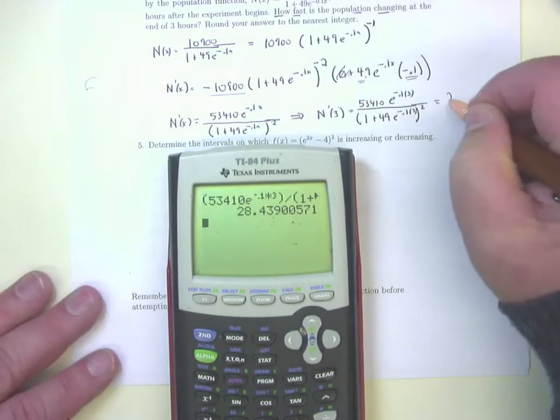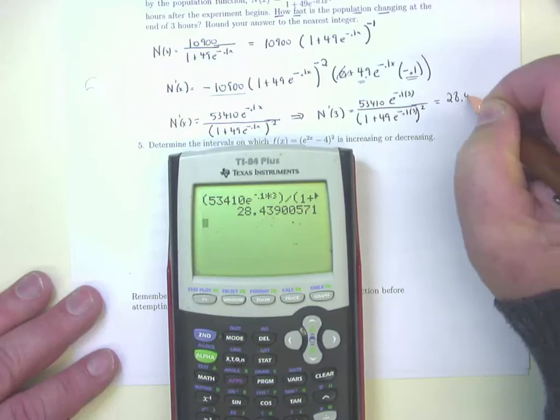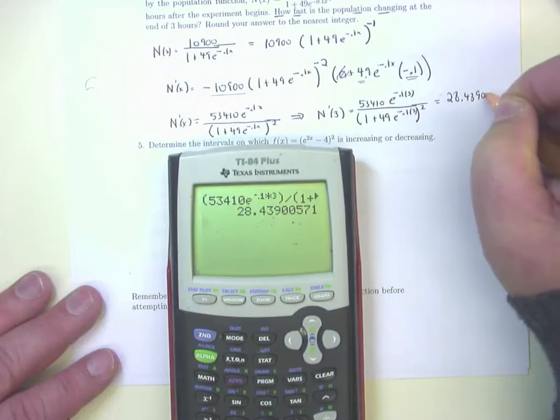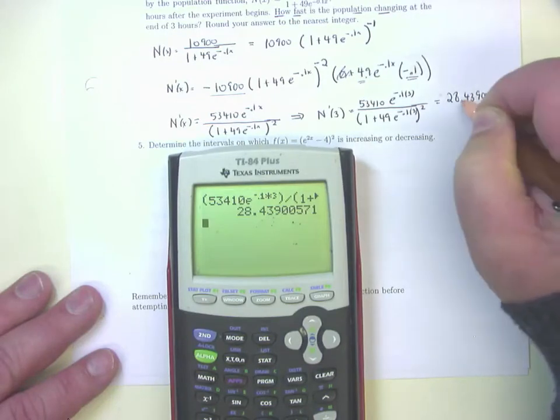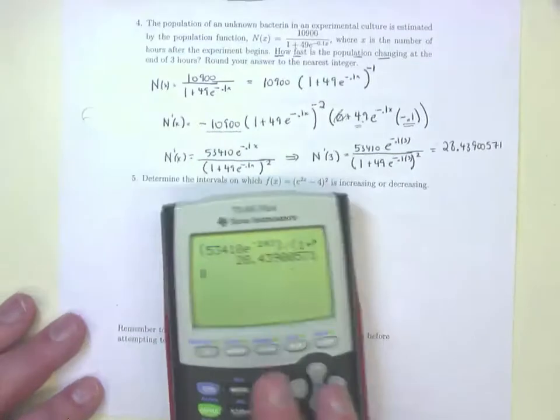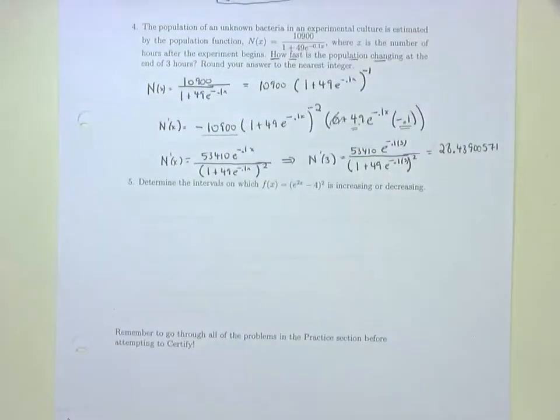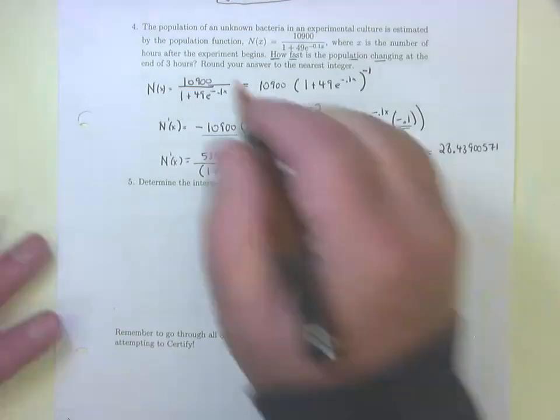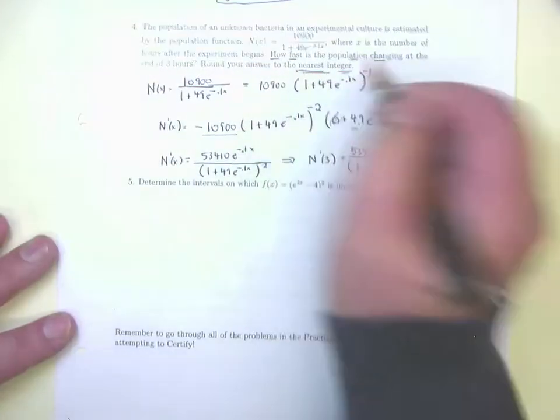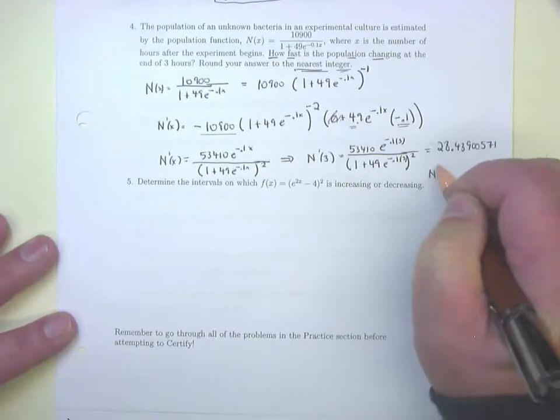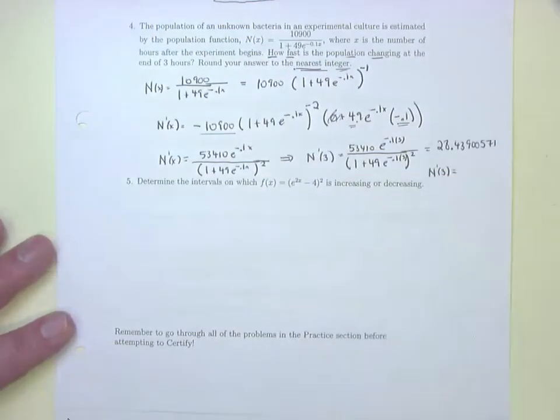I got 28.439000571. The last thing is, there's a Hawks problem waiting for you guys just like this one, and if you don't listen and read directions, you're going to get it wrong even though you got the right answer up there, because you didn't give it to them the way they wanted it. How do they want it? Round it to the nearest integer. So n prime of 3 is equal to what? What would be your nearest integer?